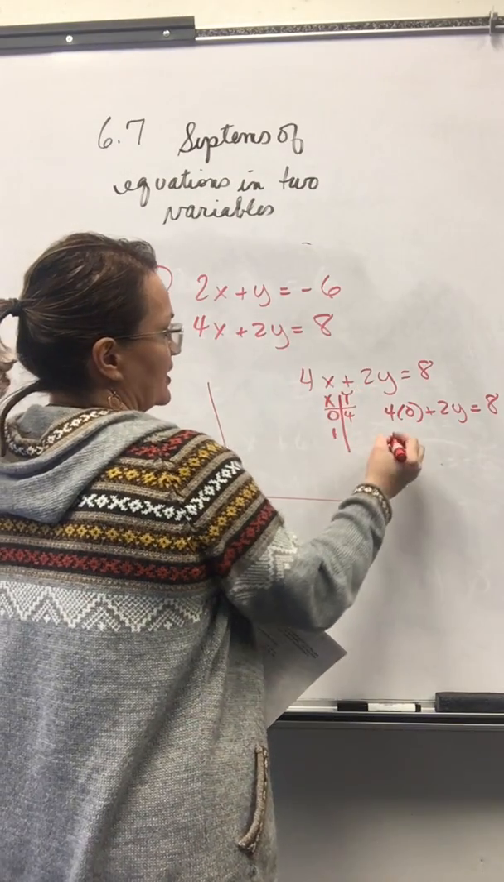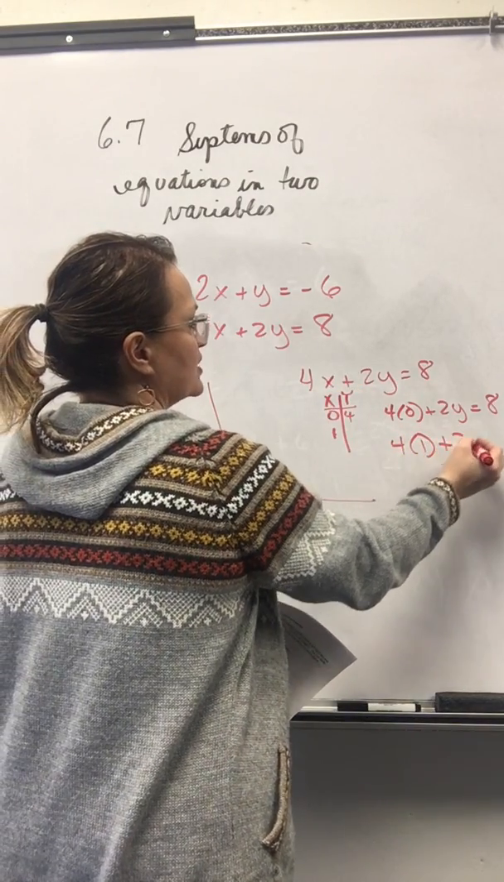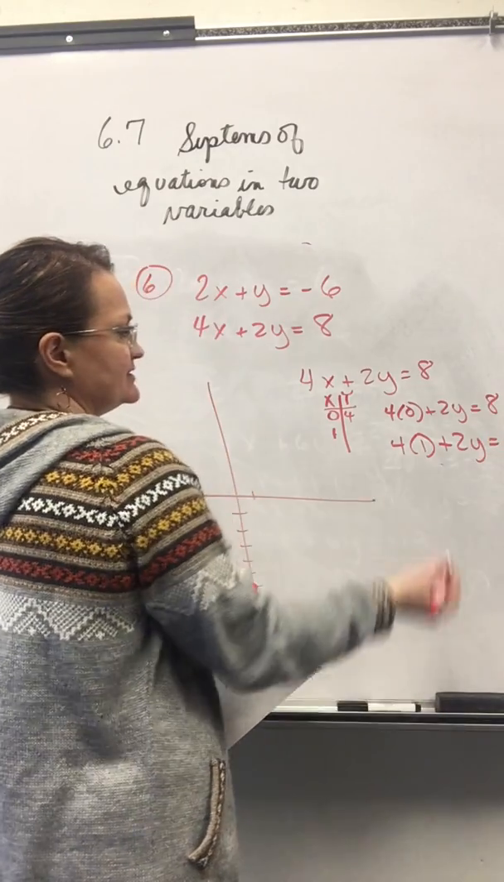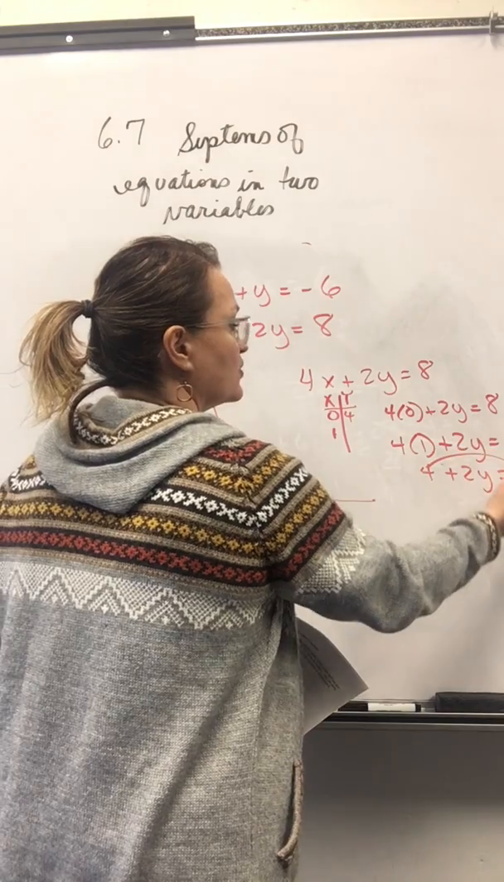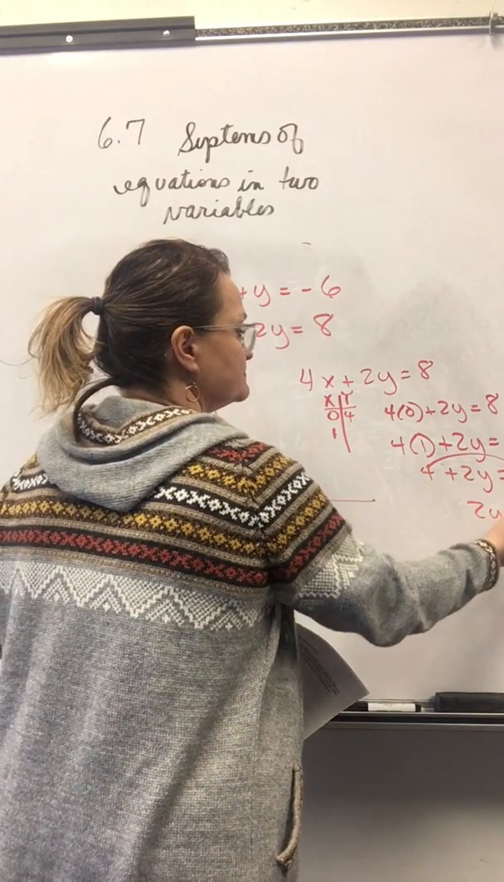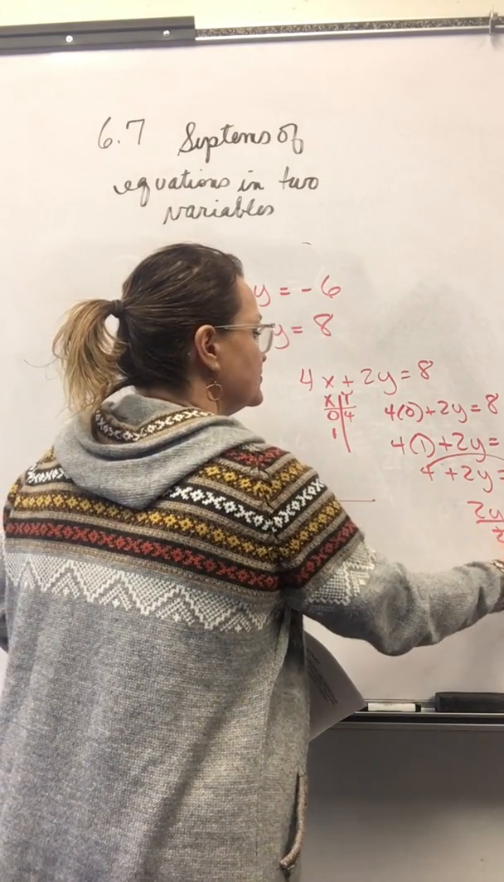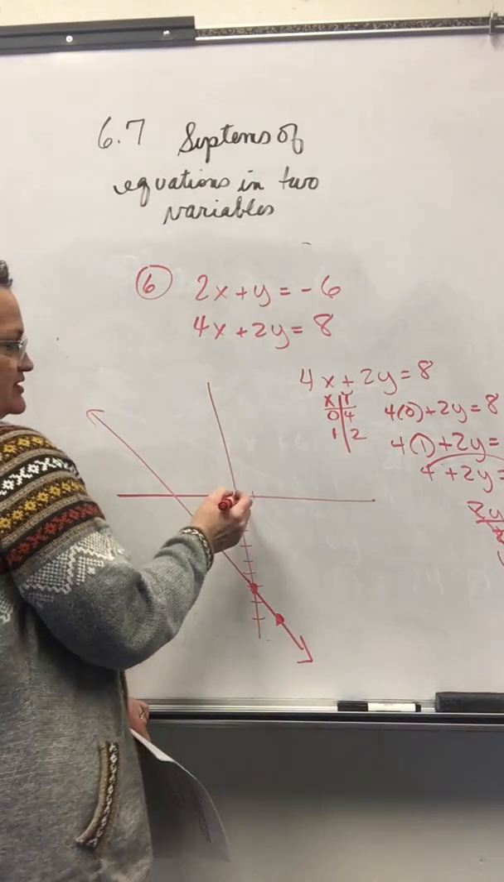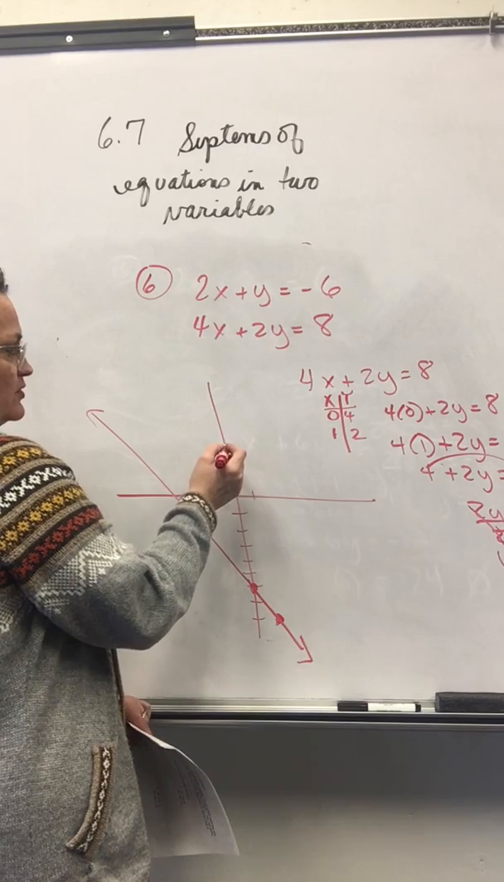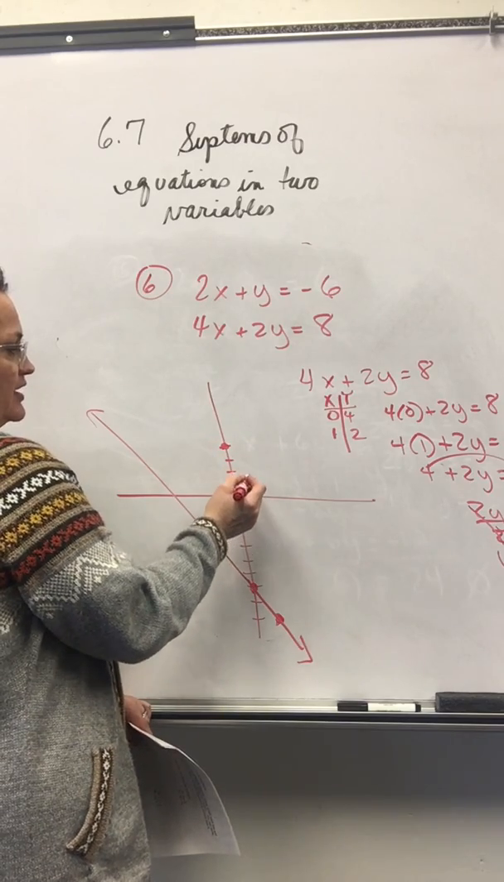Then I'm going to plug in x is 1. 4 times 1 plus 2 times what is 8? 4 times 1 is 4. Then throw the 4 across the line, -4. Divide by the 2. Y is 2. All right, let's plot those 2 points. So 0, 1, 2, 3, 4. And over 1, up 2.